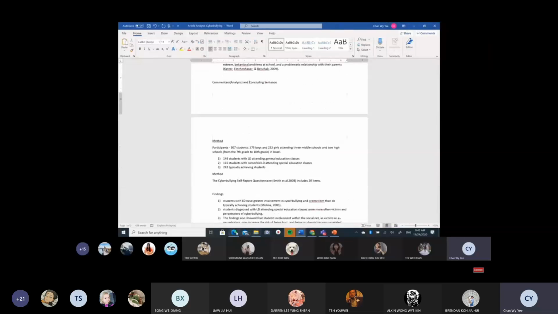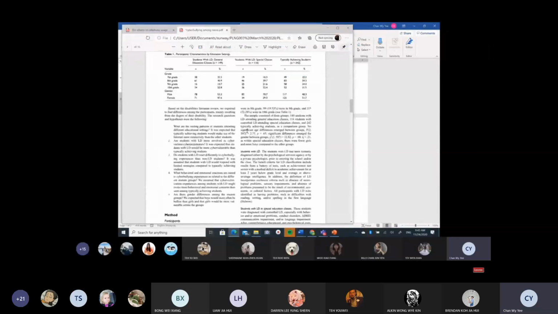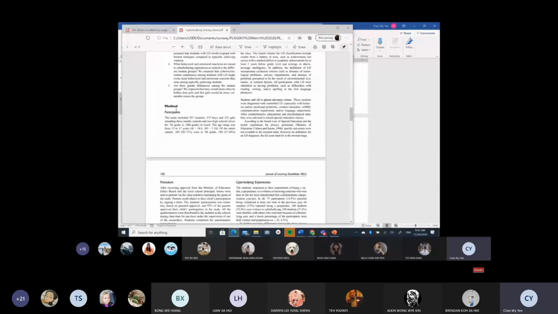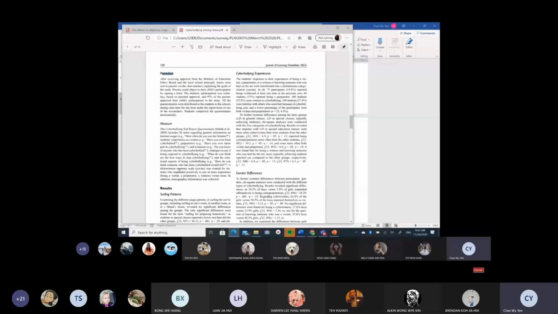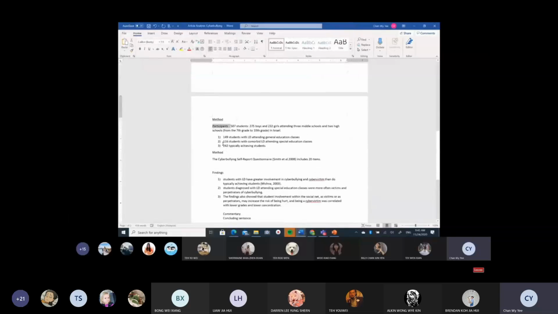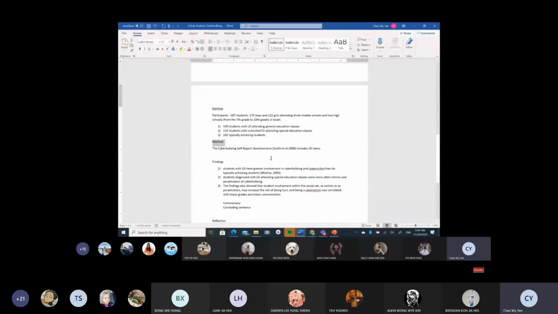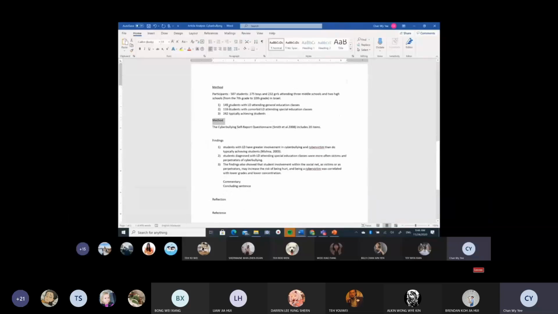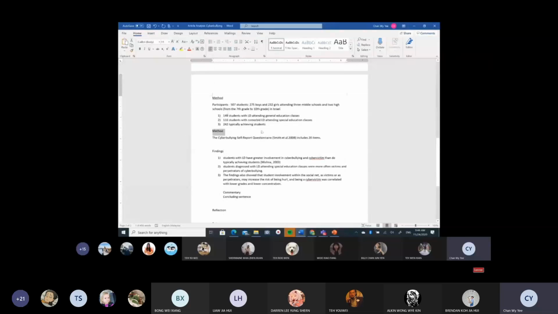After that, the next section is method. You just need to state the participants, the procedure, and the measure. Can you see the participants, the method, and the measure? I think they combined both already. So you do the same. This is the measure, sorry.